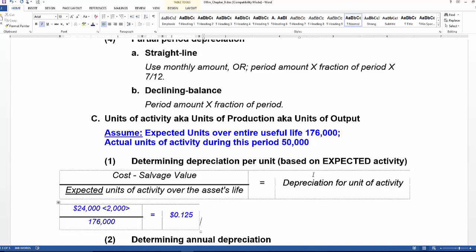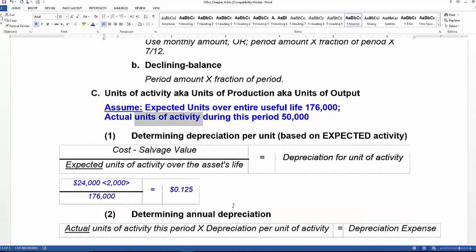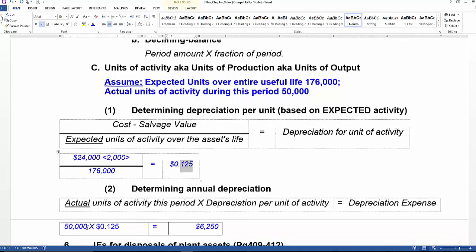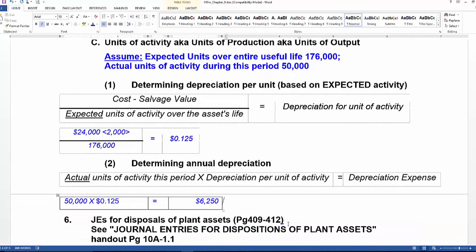How do you get annual depreciation? You need to know the depreciation for that period of time you're talking about. So this could be a month, could be a year, could be however long, but we need to know the actual units of activity. In this case, assuming it's 50,000 units of activity, 50,000 times my 0.125 will give me my depreciation for this period, $6,250.